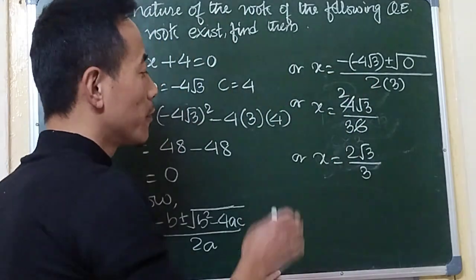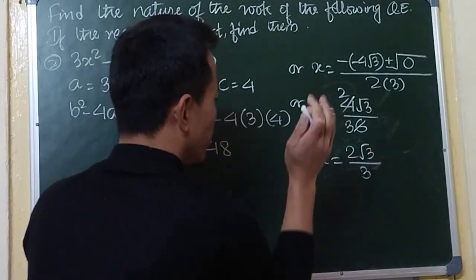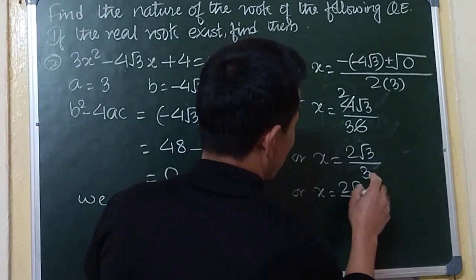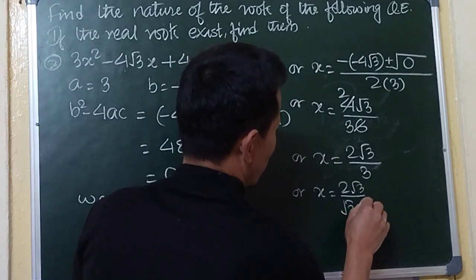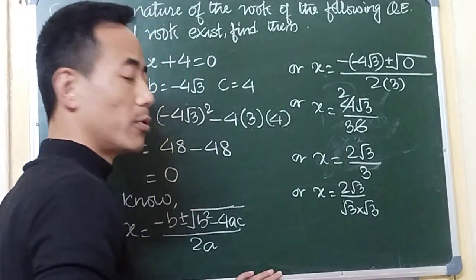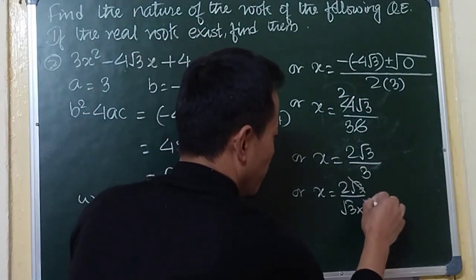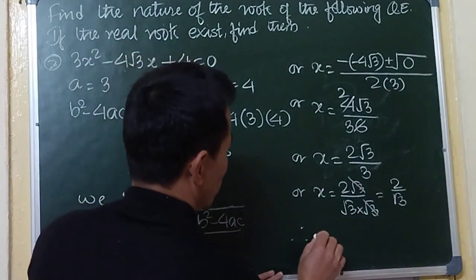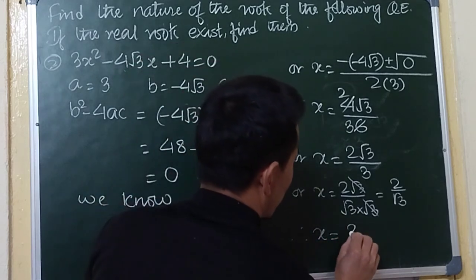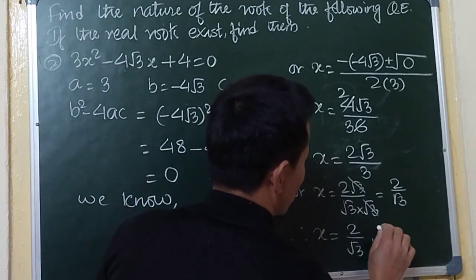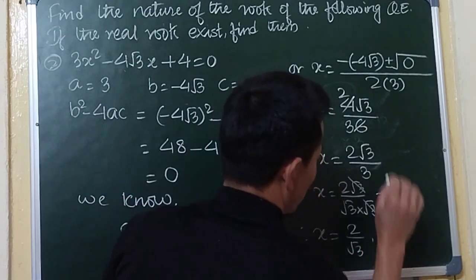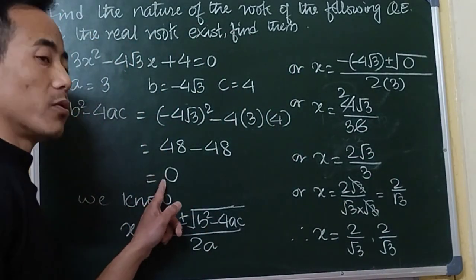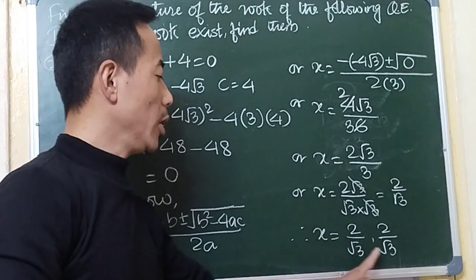Now you can simplify this further. We have root 3 in the numerator and 3 in the denominator. So what we can do is 2 root 3, and 3 can be written as root 3 into root 3. If you do this, then one root 3 can be cancelled. So you will get 2 divided by root 3. Therefore, x will have two equal roots, that is 2 by root 3, and the other root will also be 2 divided by root 3. So here you can see when the value of discriminant becomes equal to 0, then you will get two equal roots here.